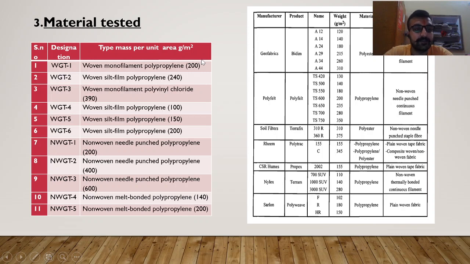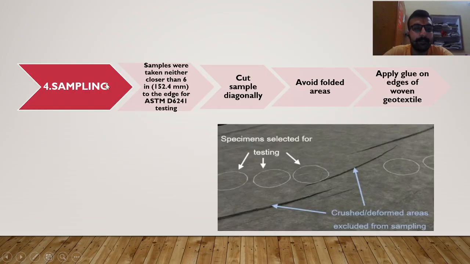These are the materials. Now sampling. Samples were taken no closer than 6 inch, because as you know 150 mm is the diameter of the clamp, so we have to take the sample of at least 6 inch.